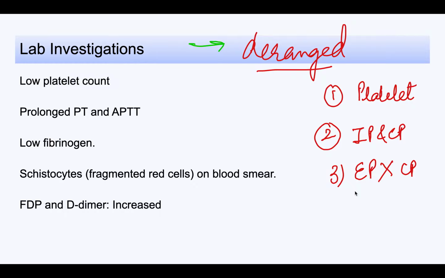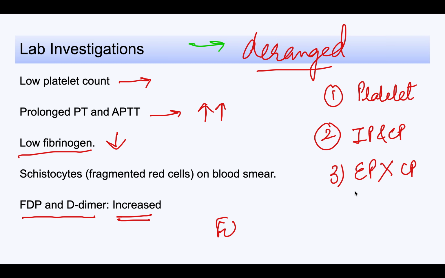All will be deranged. You will have a low platelet count because all the platelets are used up to form thrombi. Then PT and APTT both will be increased. Okay. Fibrinogen level will be low because fibrinogen is itself a clotting factor. So clotting factors are being used, so it will be decreased. FDPs and D dimers are increased. As I already told you, the fibrin with the help of plasmin gets converted into fibrin degradation products. So if the fibrin is more, then FDPs will also be more.